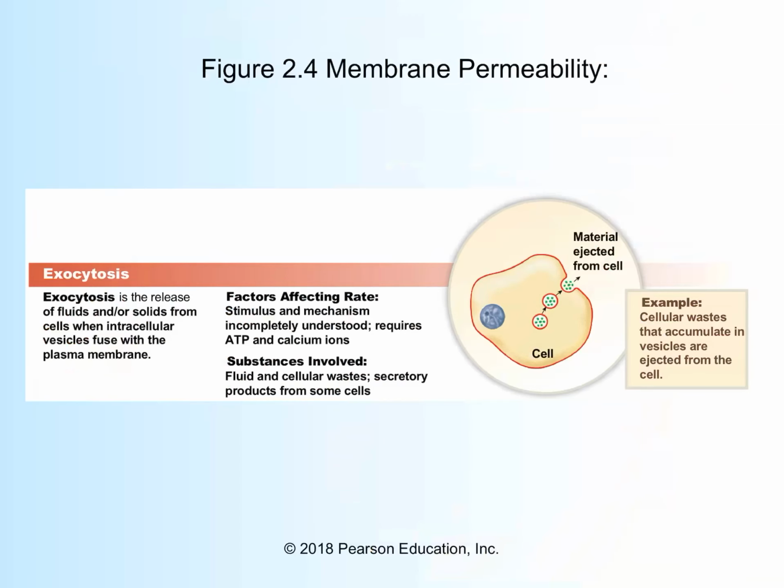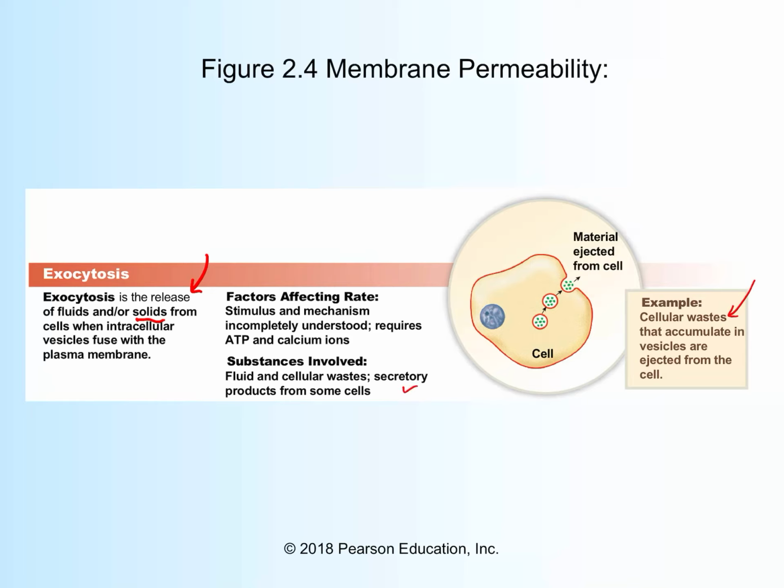Now this is a picture from your textbook on exocytosis. This is just the opposite, letter F in your outline. This is the release. Instead of taking things in, we are moving things out. So we have some kind of product inside the cell that needs to be moved out. These can be wastes that accumulate inside the cell, or they could be products that you want to go into the bloodstream, such as hormones.